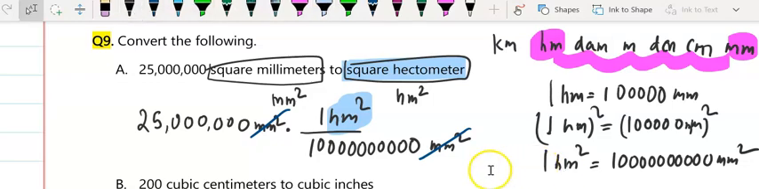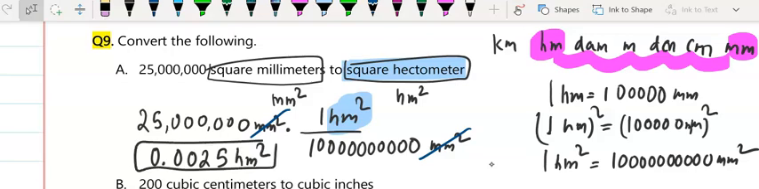And if you do divide, you get 0.0025 hectometer square. That's the answer.